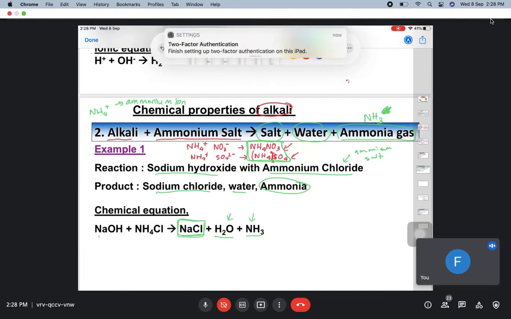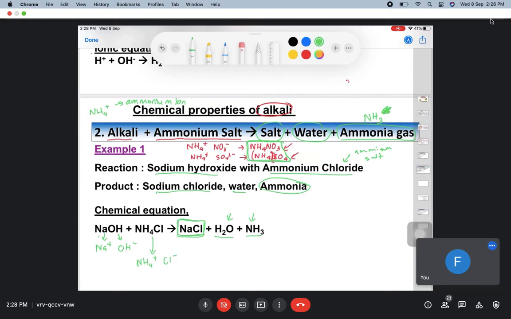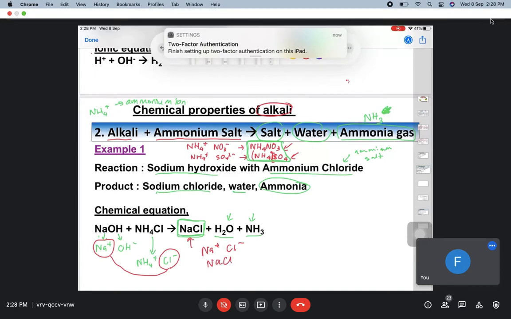So, if you don't know how, you write down the ions that are involved here. In sodium hydroxide, we have Na+ and OH-. In ammonium chloride, we have NH4+ and Cl-. Next, just change the partner. Na will now partner up with Cl. So, Na+ and Cl- become NaCl. So, that is how you get the formula for the salt.